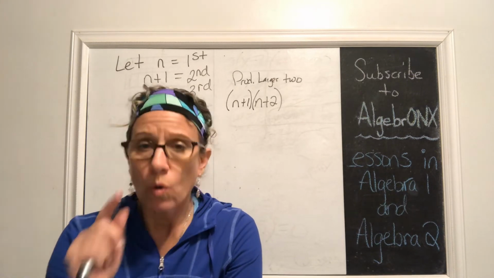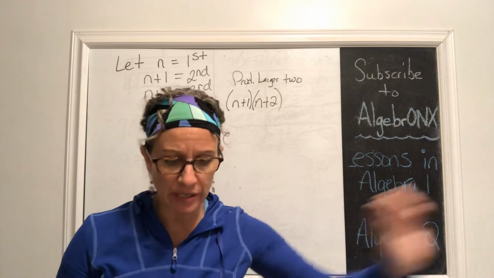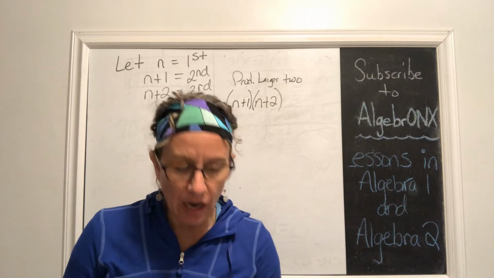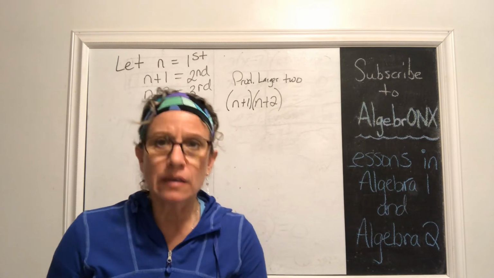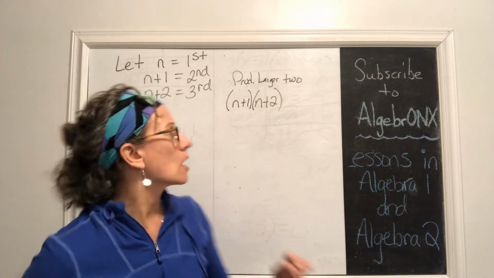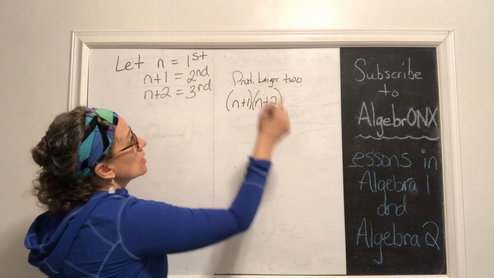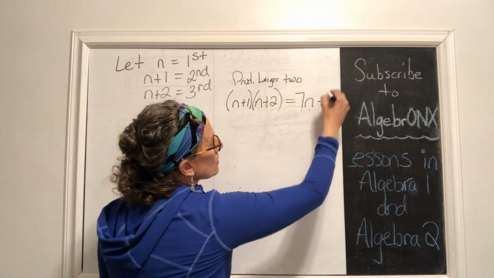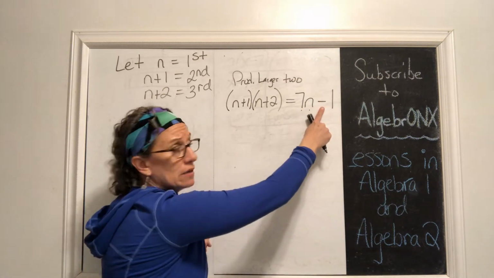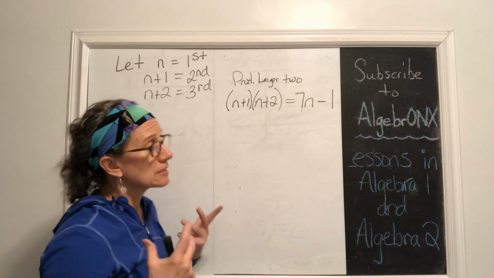equals 1 less than, which means the minus 1 goes at the end, 7 times the smallest. 1 less than 7 times the smallest. Okay, so it makes sense.